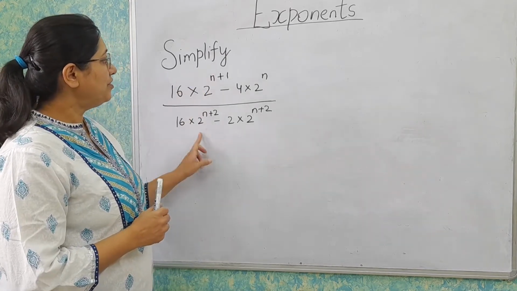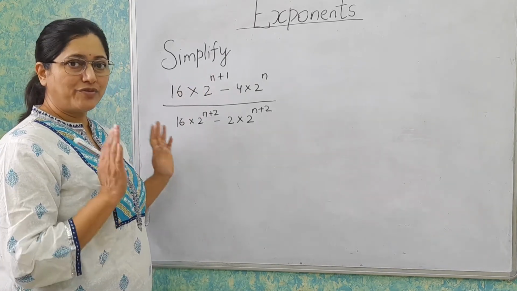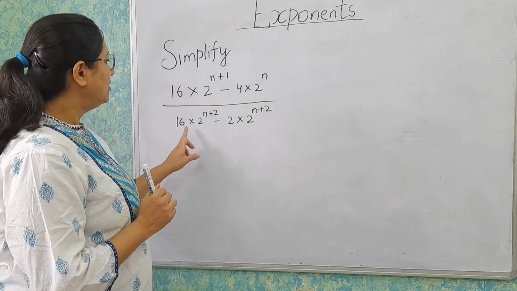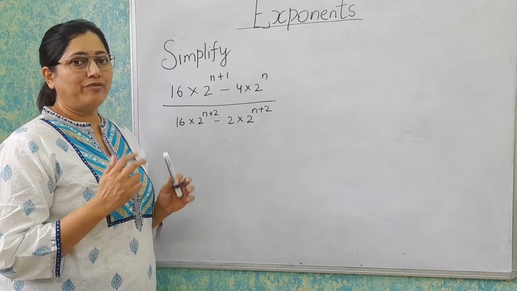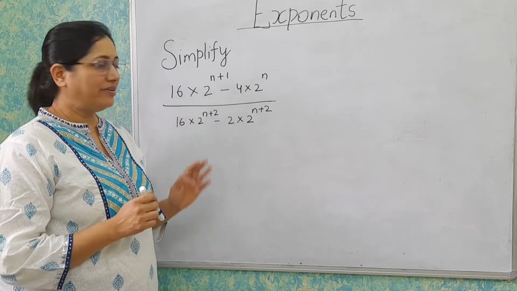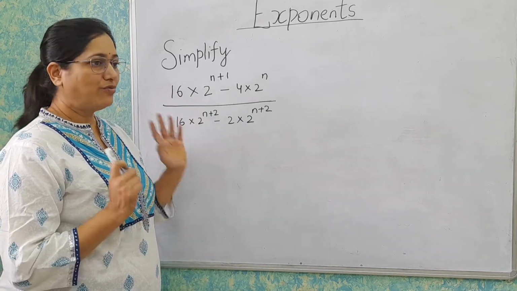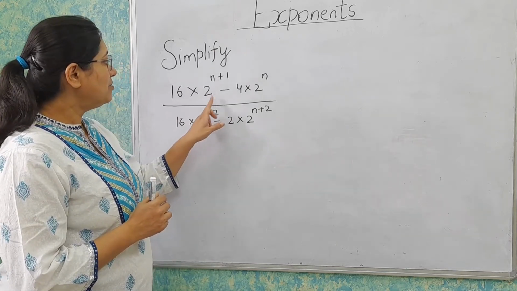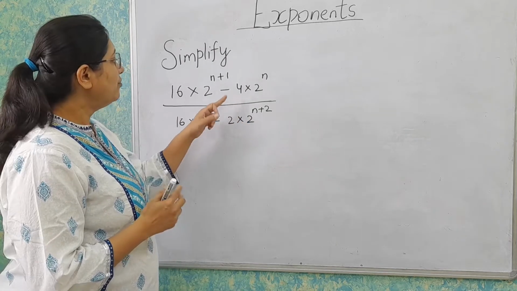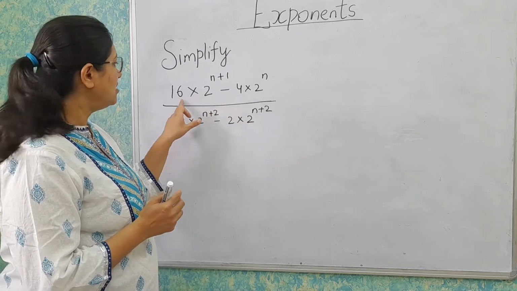Now we have to simplify this number. First we will observe the number carefully. This number is having different bases. And you know that law of exponents are applicable only when bases are same. So first we will try to make the bases same. See, maximum bases are 2. And we can also change this 4 and 16 into 2.